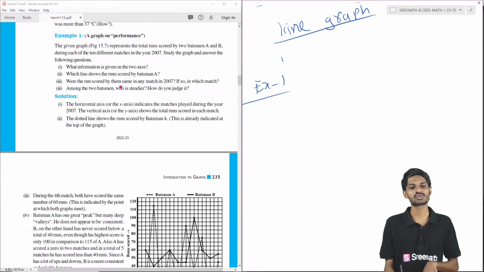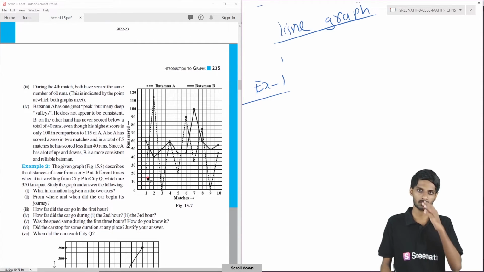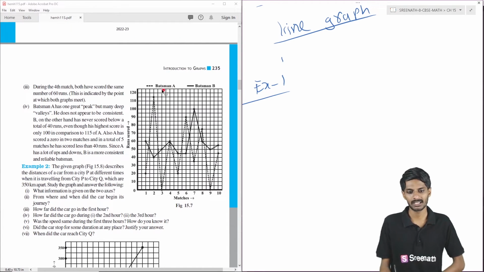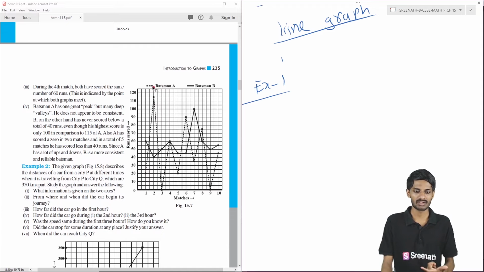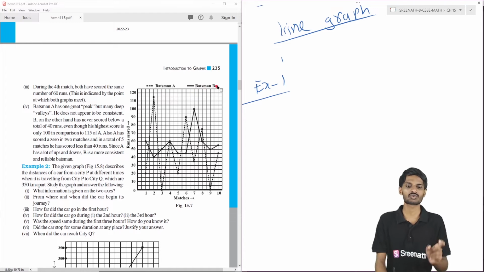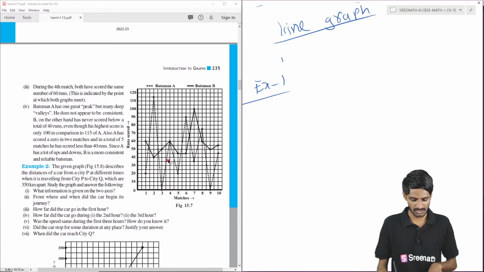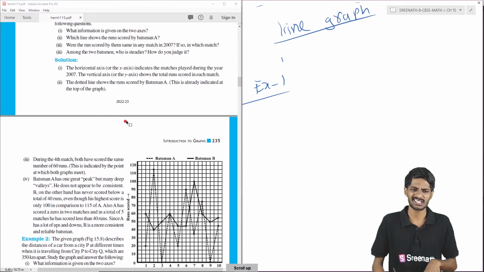Next, which line shows the runs scored by batsman A? In the graph, the dotted line represents the runs scored by batsman A, and the straight line represents the runs scored by batsman B. They have asked for batsman A, so the dotted line represents the runs scored by batsman A. That is the thing, simple.